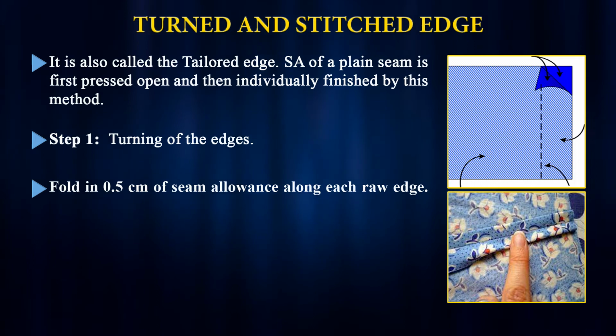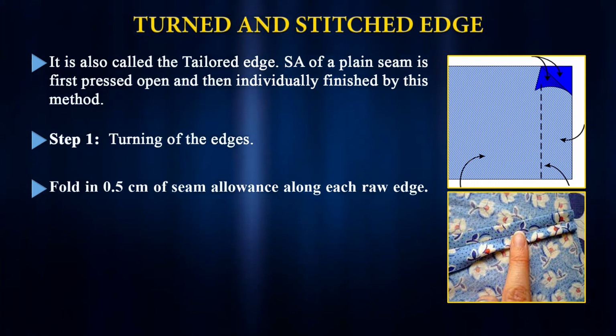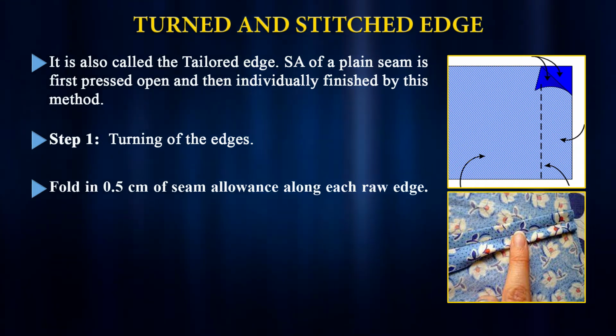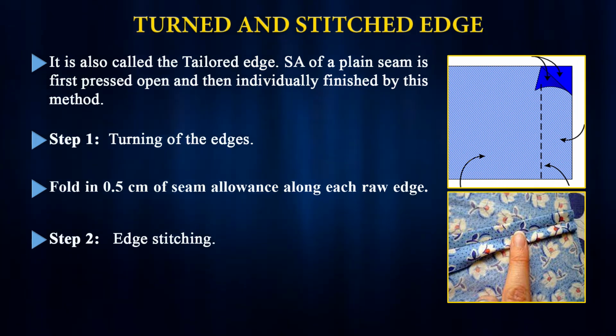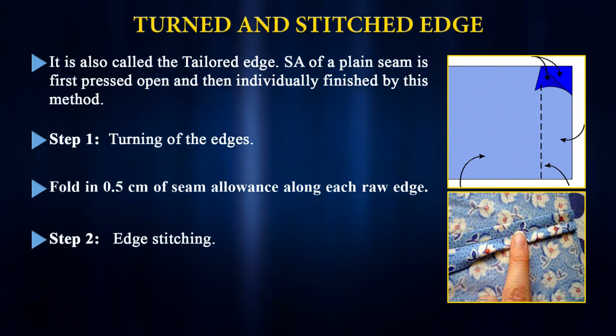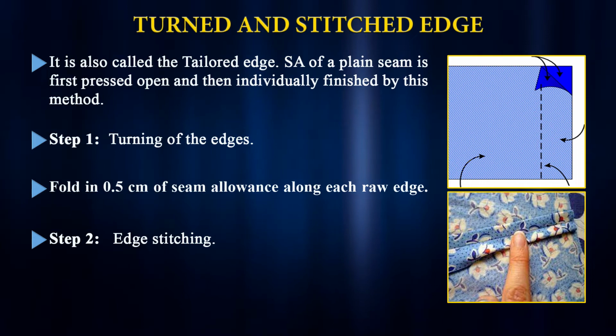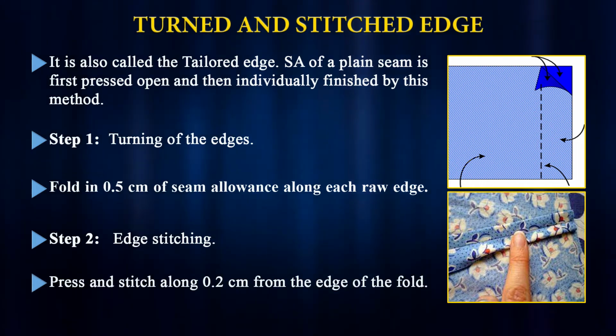So we take the seam allowance that we have left, we turn it and fold it, and edge stitching is done. We just fold it and do the edge stitching. Then press and stitch along 0.2 centimeter of the edge of the fold.